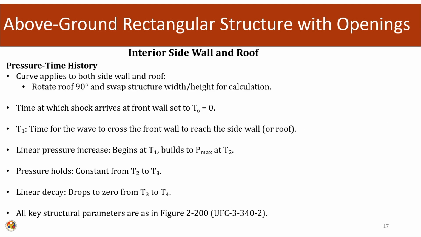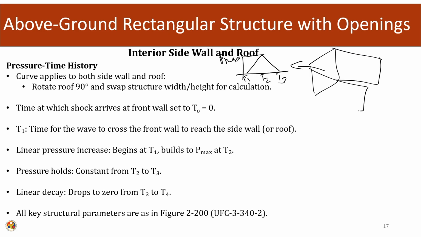Now, the pressure time history: the curve applies to both side walls and roof. We saw the pressure time history for the front wall, which looks something like this: T1, T2, T3, P max. So, this is for the front wall. Now, we will be looking into the side walls and the roof, and we are making the approximation that the effect on the side walls and the roof is similar.